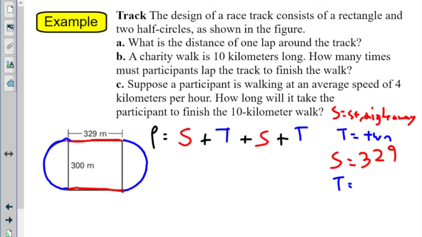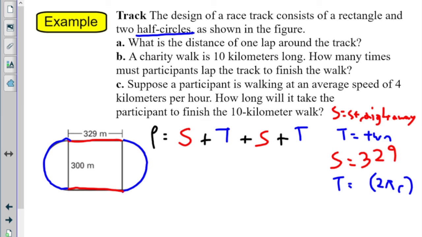So we are going to use the 300, but it's not a distance. It's going to be part of our formula for a half circle. So we want distance around, and we want to talk about circles. But when we talk about circles, we don't talk about perimeter. What's our word for distance around a circle? Circumference instead of perimeter. So our total distance here, well, our circumference is 2 pi r.